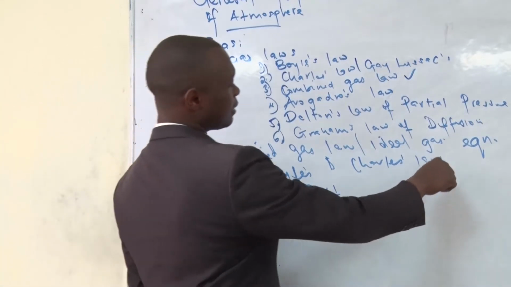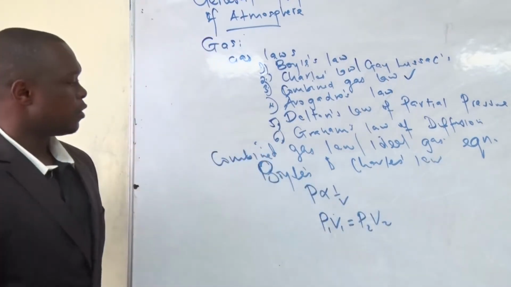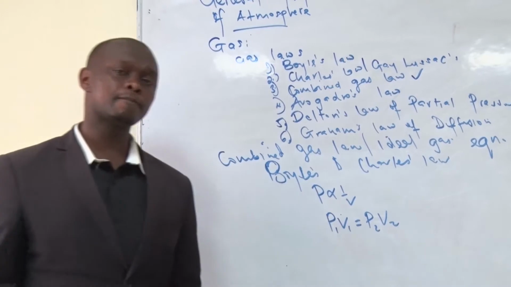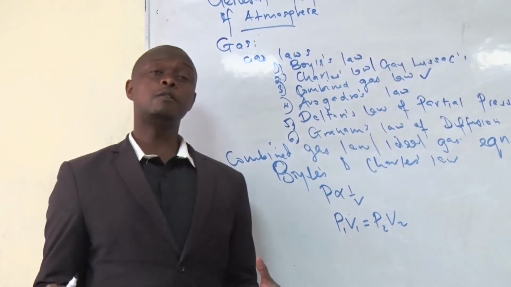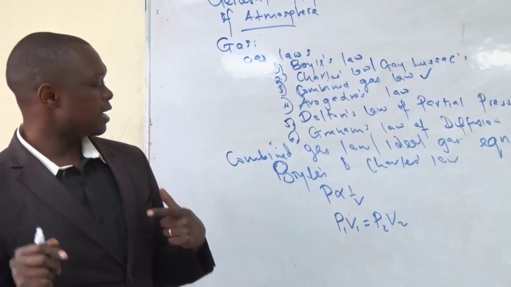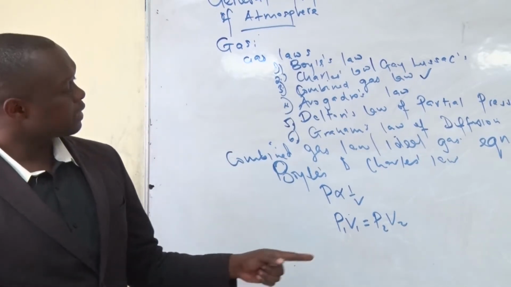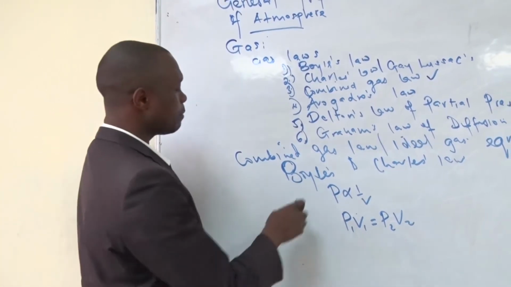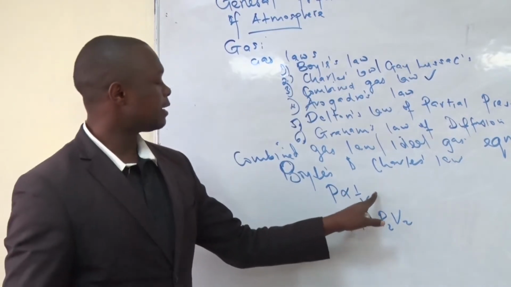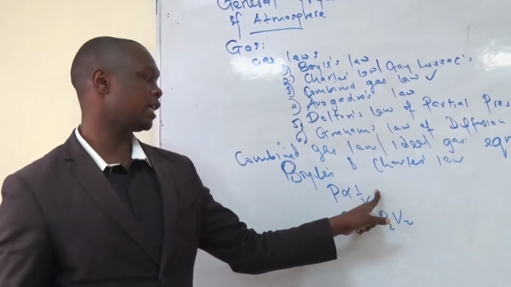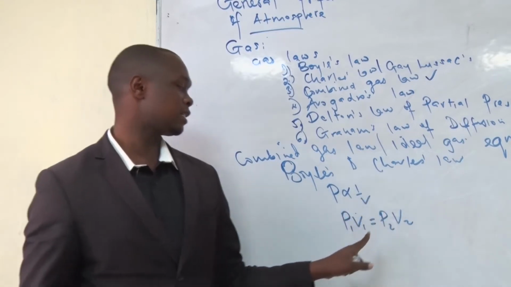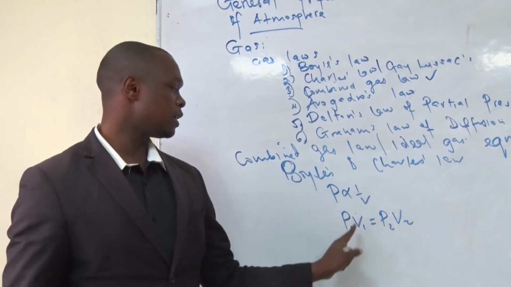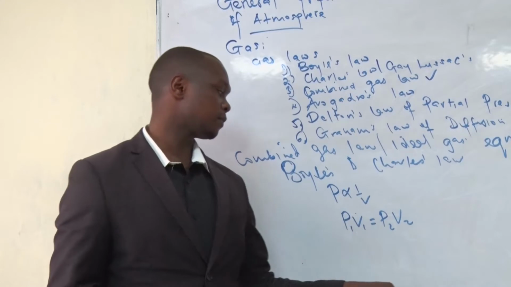Now, in describing Charles' law, we said that at a fixed mass of a gas, the volume of the gas is directly proportional to the temperature, provided the pressure is kept constant. Remember, in Boyle's law, the temperature is kept constant. That's why we are not evaluating it using temperature. Our equation is P1 V1 is equal to P2 V2.